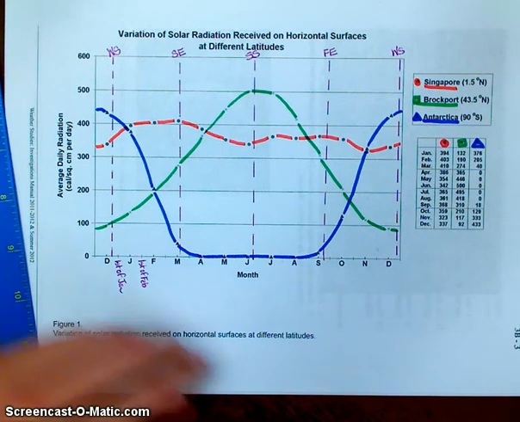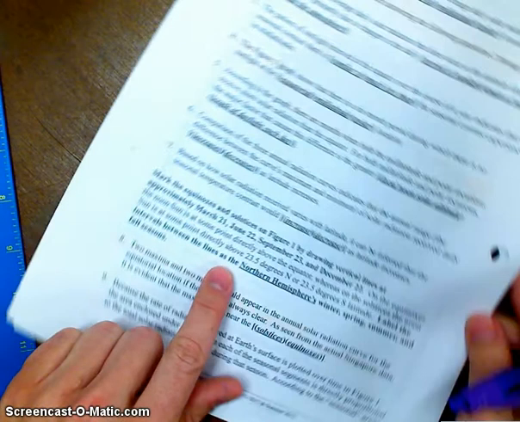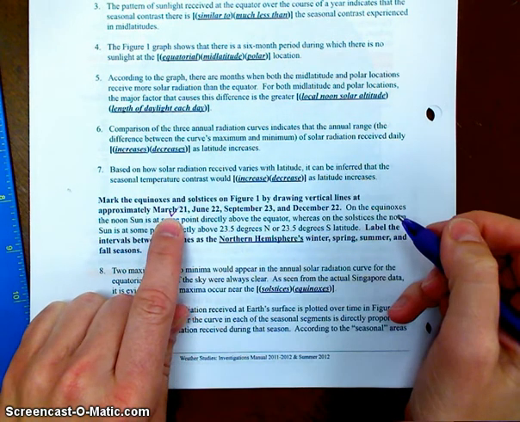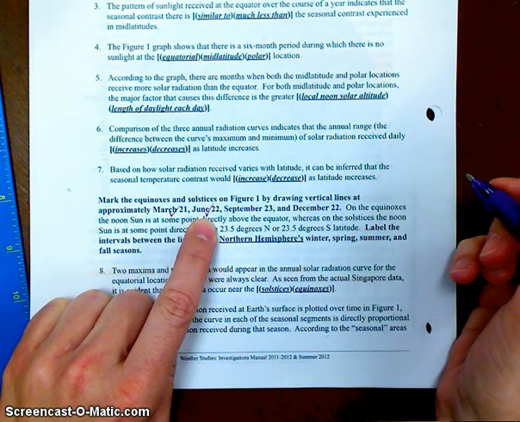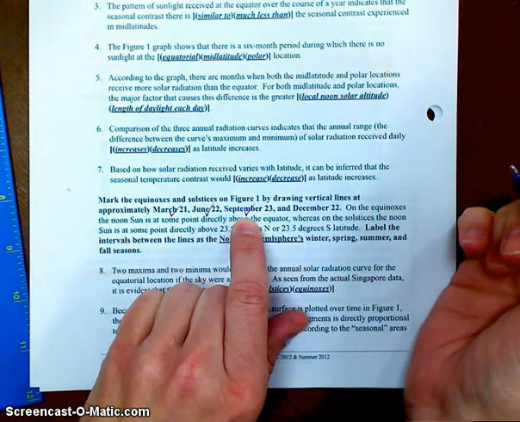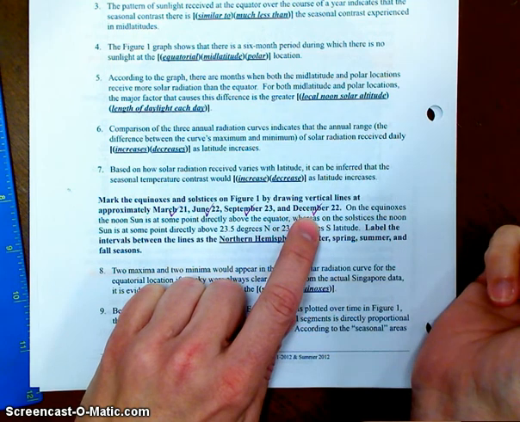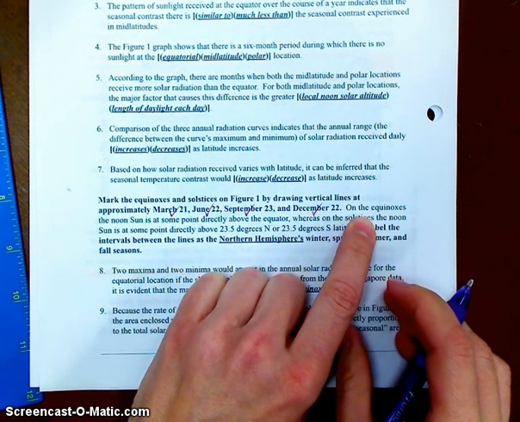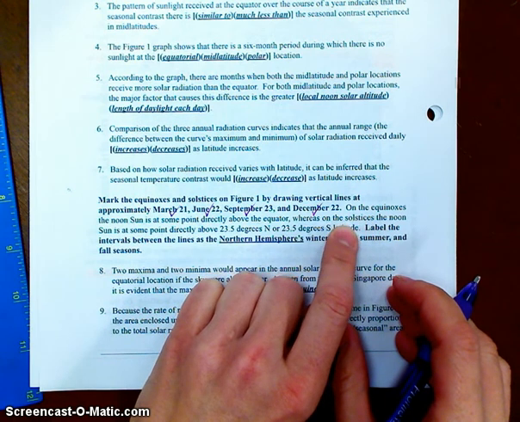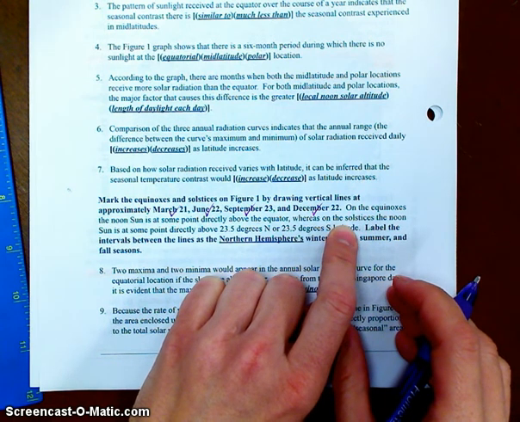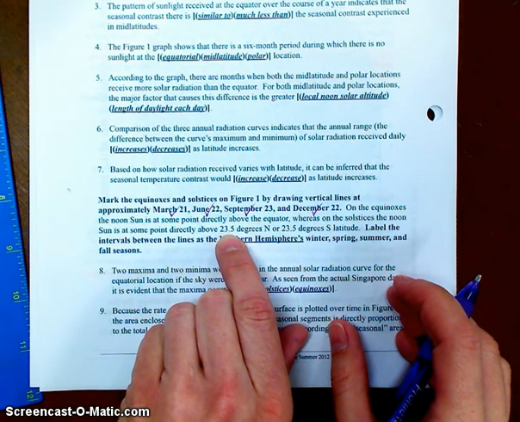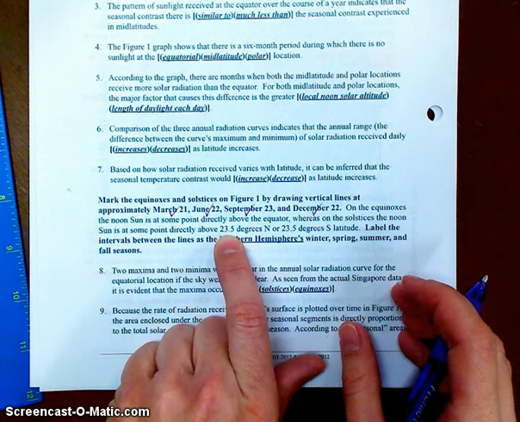So I'm following along and reading along right here. So we've just marked March 21st, which is our spring equinox. We've marked June 22nd, which is our summer solstice. We've marked September 23rd, which is our fall equinox, and we've marked December 22nd, which is our winter solstice. On the equinoxes, the noon sun is at some point directly above the equator, whereas on the solstices, the noon sun is at some point directly above either 23.5 degrees north or 23.5 degrees south, depending on who's having summer and who's having winter.